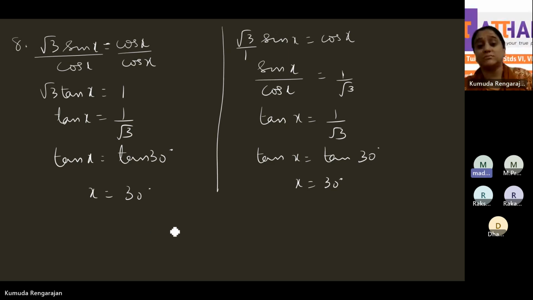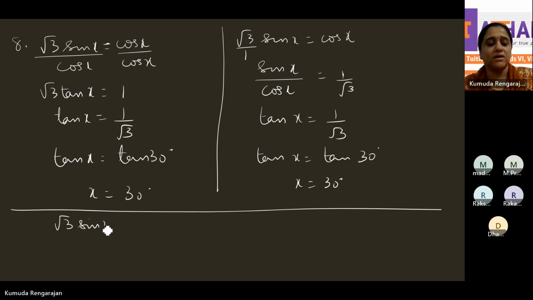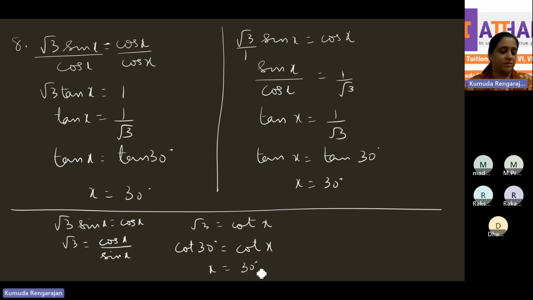Ma'am, I got sine to the other side and I got cot x, and then I got the same one. Very good. Yeah, that's also fine. So, or root 3 sine x is equal to cos x. So root 3 is equal to cos x by sine x. So root 3 is equal to cot x. So when is it root 3? Cot 30 degrees is equal to cot x. X is equal to 30 degrees. Yeah, you're right, Madhumita.